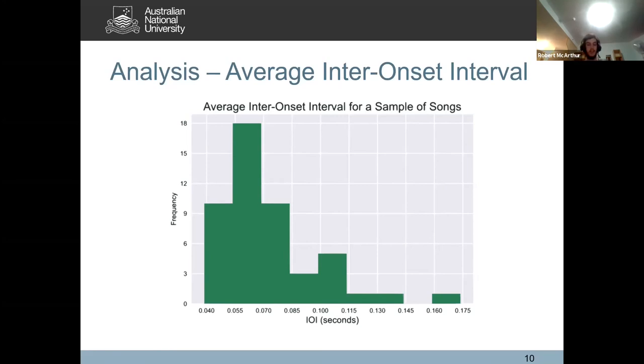A histogram was created to measure the distribution of the average IOI between songs in the dataset. From the numeric results, the average IOI varies from less than 0.04 to more than 0.16 seconds. This effectively means that the average time between notes of the slowest moving piece is more than four times that of the fastest. It is noted that there's a skewing in the histogram towards faster moving pieces.